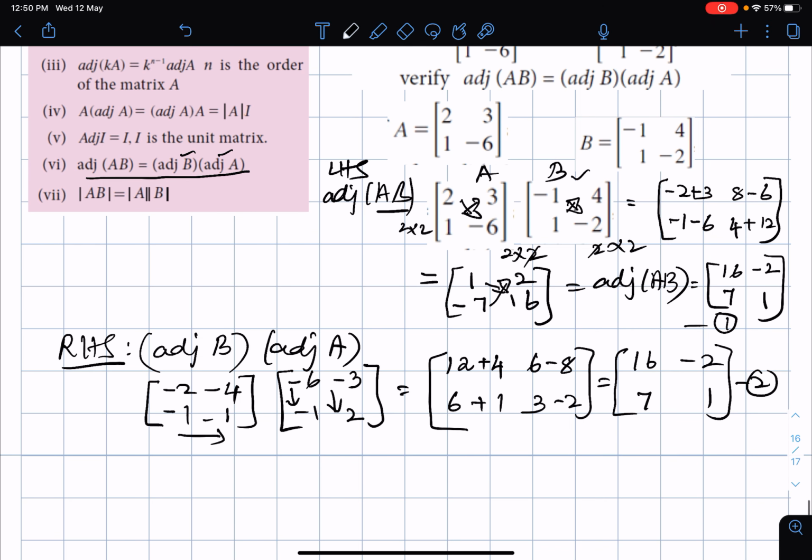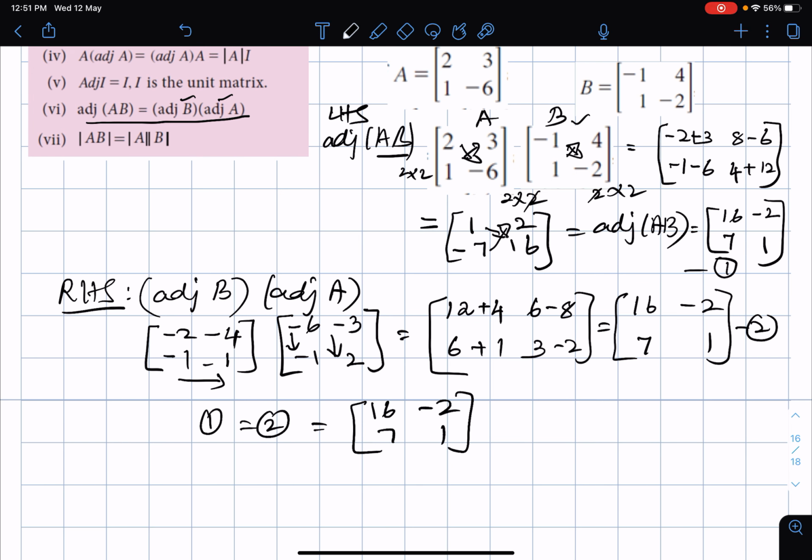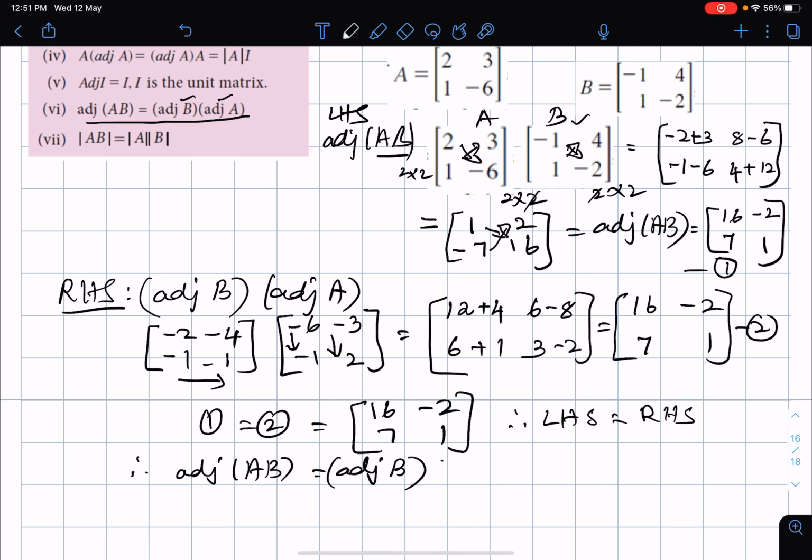So from 1 and 2, 1 equals 2, equal to 16, minus 2, 7, 1. Therefore, from this we conclude that LHS equals RHS. Therefore, the property is verified. Adjoint AB equals adjoint B into adjoint A is verified.